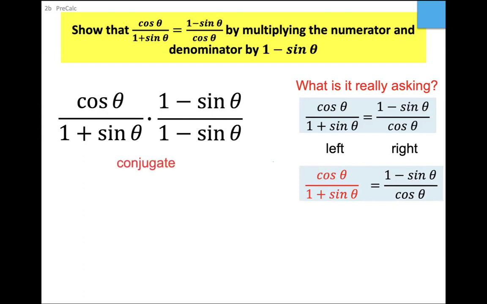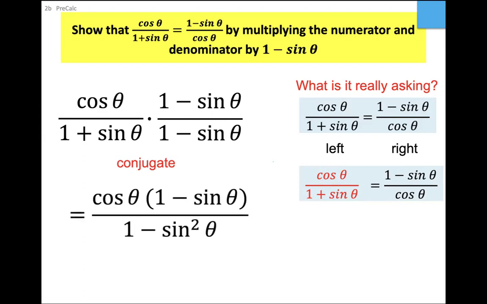If we do that math, by the way, this is called multiplying by the conjugate. Remember, the conjugate is either the numerator or denominator, we write the opposite. So instead of writing 1 plus sine theta, we write 1 minus sine theta. And this is called multiplying by the conjugate. This will be our second arrow.